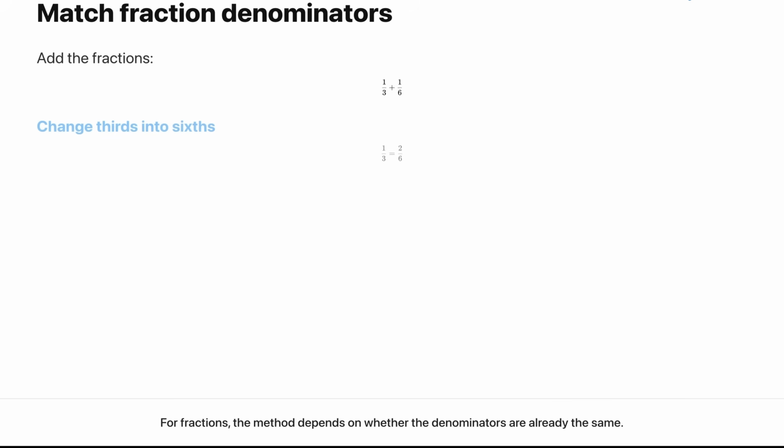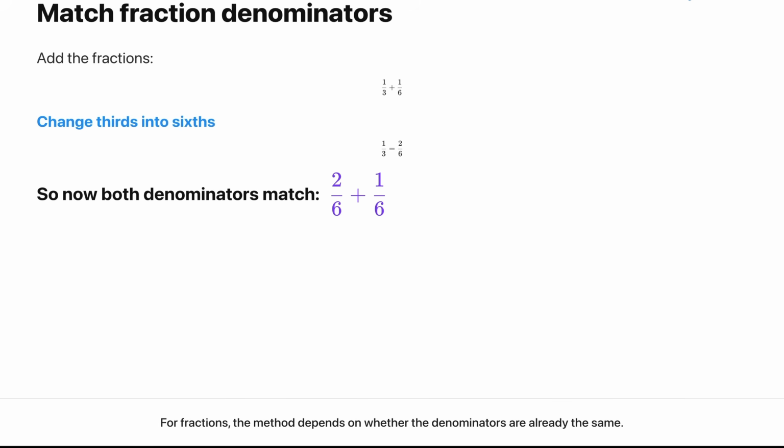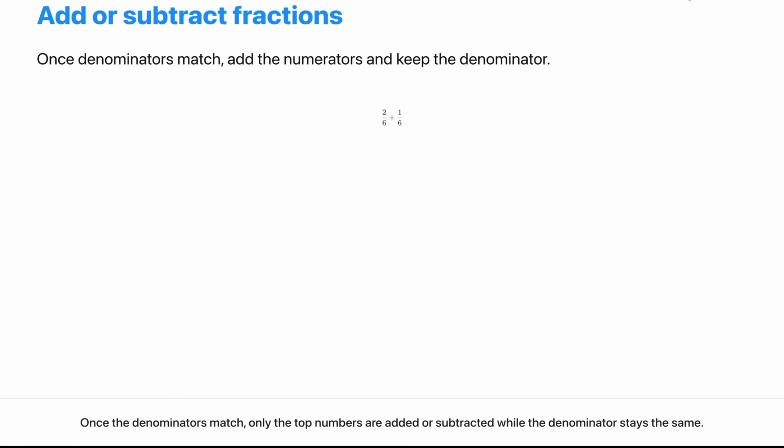For fractions, the method depends on whether the denominators are already the same. To add 1/3 and 1/6, thirds are changed into sixths, so 1/3 becomes 2/6. Once the denominators match, only the top numbers are added or subtracted while the denominator stays the same. 2/6 plus 1/6 equals 3/6, which simplifies to 1/2.